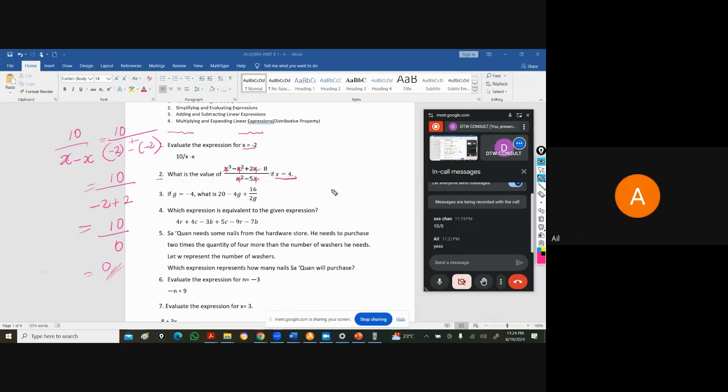Okay, yes, that means you change x to 4. Yes, that's what it means. Evaluate. So you change x to 4. Wherever you see x, you make it 4. Try it. Okay. Let me try it right now.